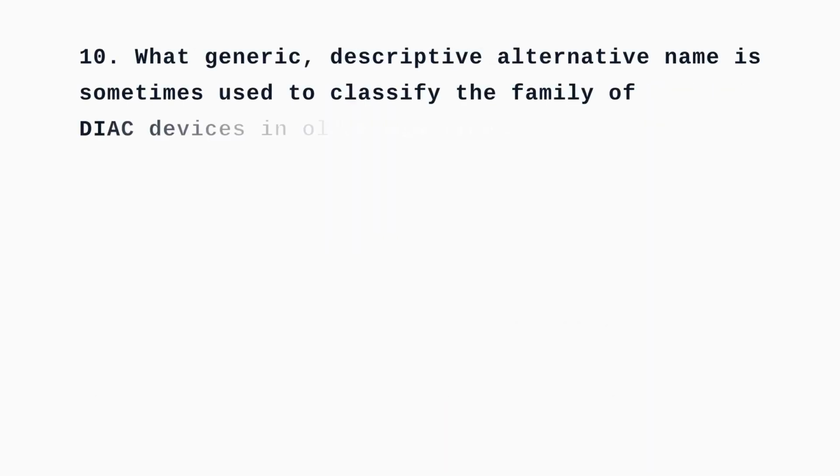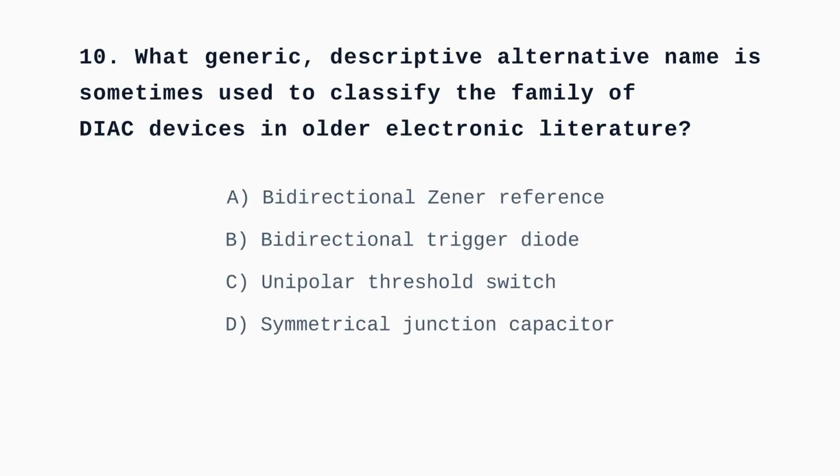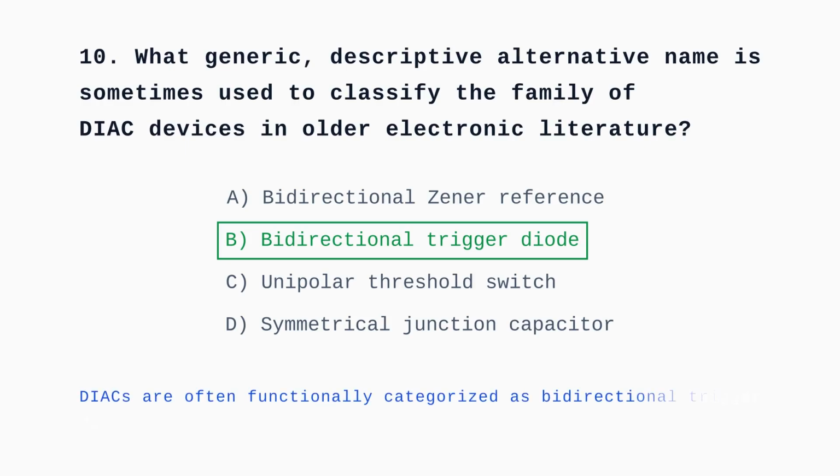Question 10. What generic, descriptive alternative name is sometimes used to classify the family of DIAC devices in older electronic literature? In early solid-state manuals, DIACs were commonly catalogued under the generic term bidirectional trigger diodes due to their symmetrical trigger characteristics.